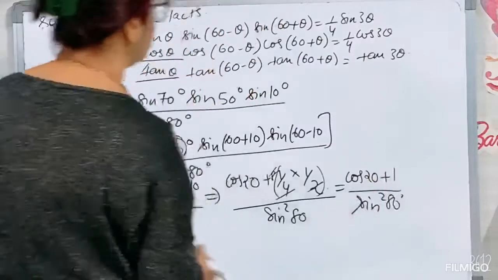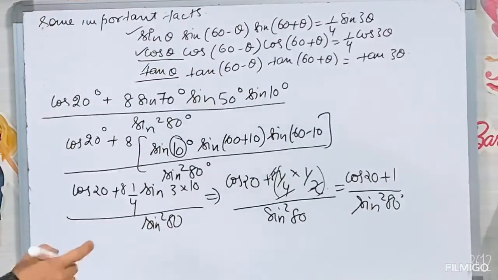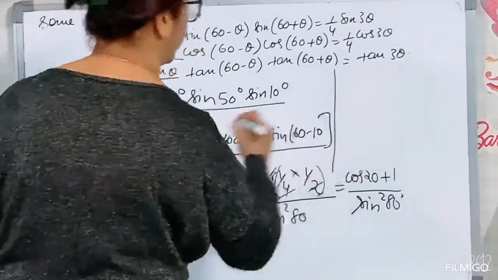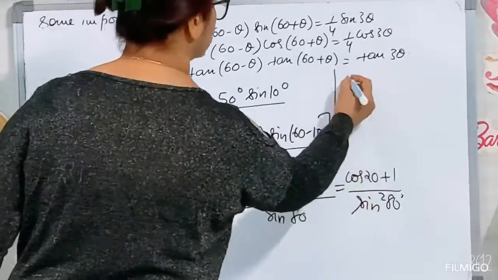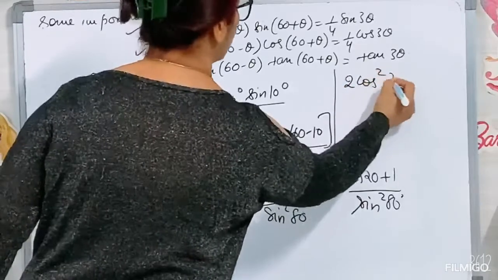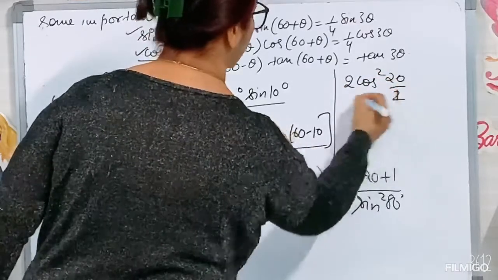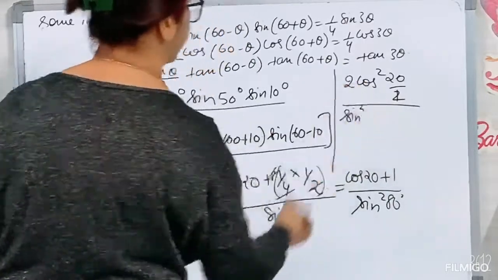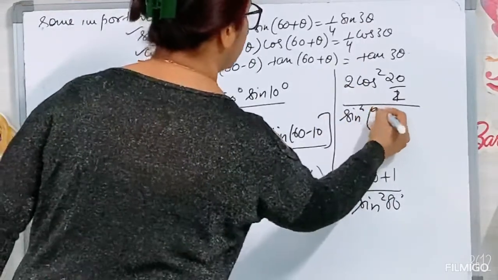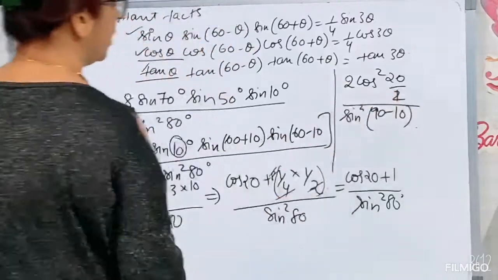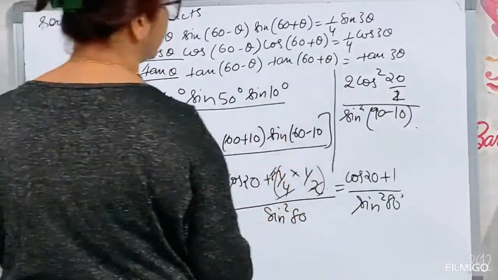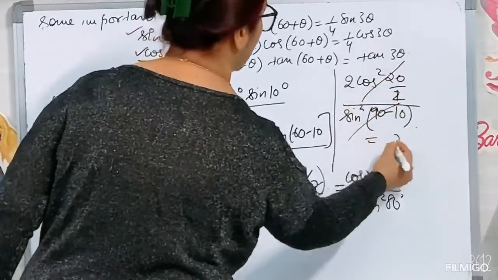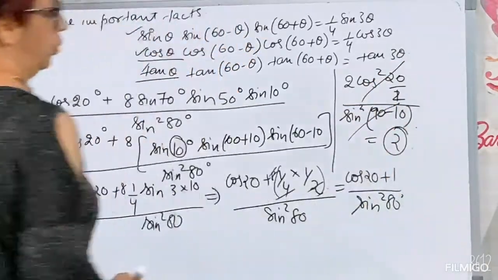Now all of you know about the formula. 1 plus cos 2 theta is 2 cos square theta. Then 1 plus cos 20 degree is 2 cos square 10 by sin square 80. Sin square 80, if I want to write, I can write 90 minus 10, and we know that sin 90 minus theta is cos theta. I can cancel this term. Got the answer as 2.